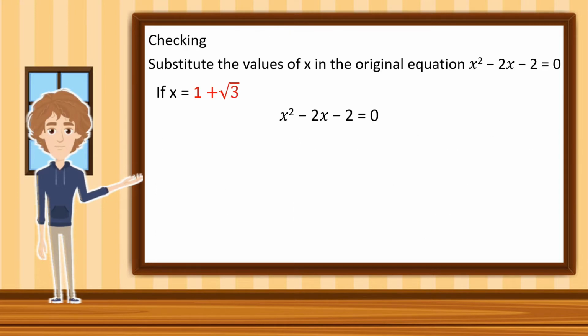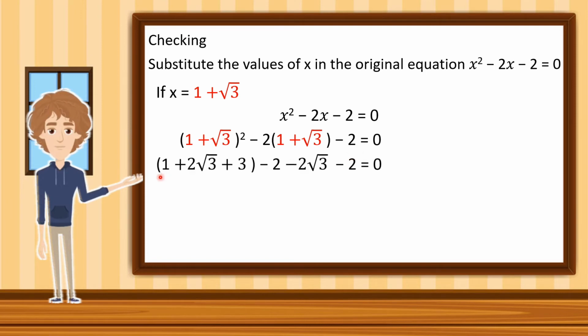Now to check if our answers are correct, we will substitute the values of x in the original equation, x squared minus 2x minus 2 is equal to 0. First, if x is equal to 1 plus square root of 3, let us now substitute. And there you go. 1 plus square root of 3 quantity squared minus 2 multiplied by 1 plus square root of 3 minus 2 is equal to 0. So 1 plus 2 square root of 3 plus 3 minus 2 minus 2 square root of 3 minus 2.